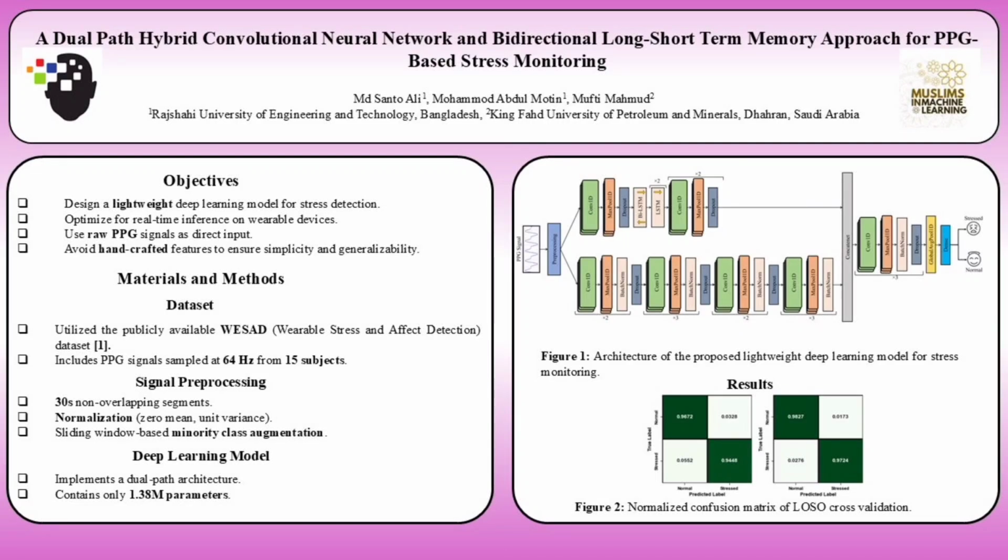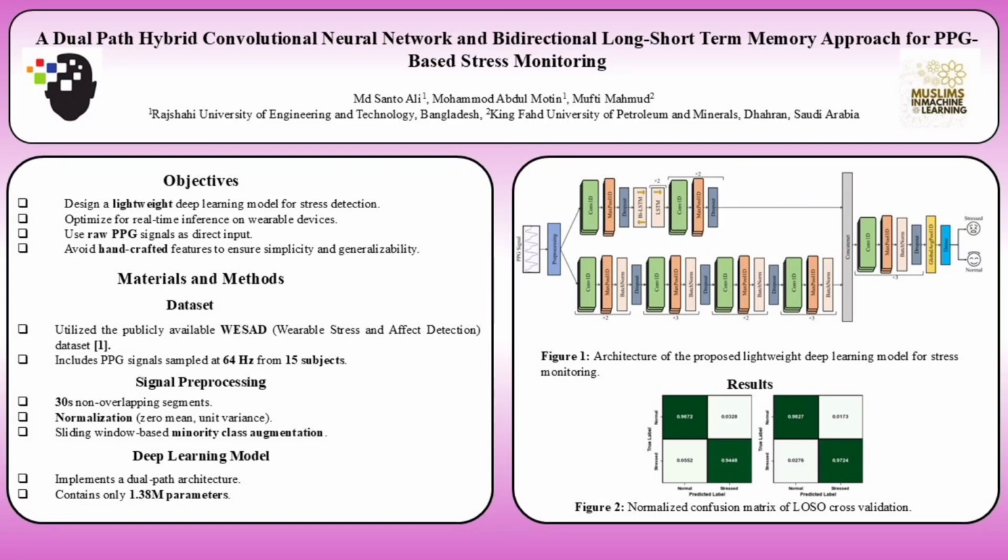These two paths are then concatenated and passed through a final classification block. Despite its strong performance, the model has only 1.38 million parameters, making it highly suitable for real-time resource-constrained environments like smartwatches or fitness bands.